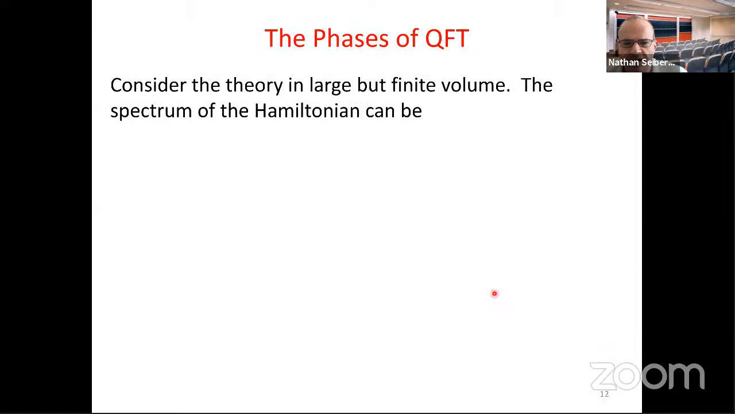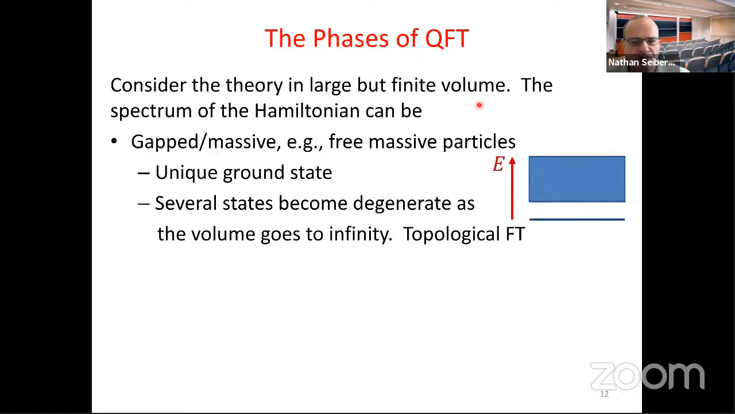Okay, so let me say a little bit more about the phases of quantum field theory. I say that we formulate the theory at short distances, and then at long distances, it has various phases, and quantum field theory describes the phases. So very roughly, we can formulate it as follows and find the following classification. We put the system in a large but finite volume, and then we look at the Hamiltonian, and we find what the spectrum looks like. And very roughly, there are two classes of possibilities.